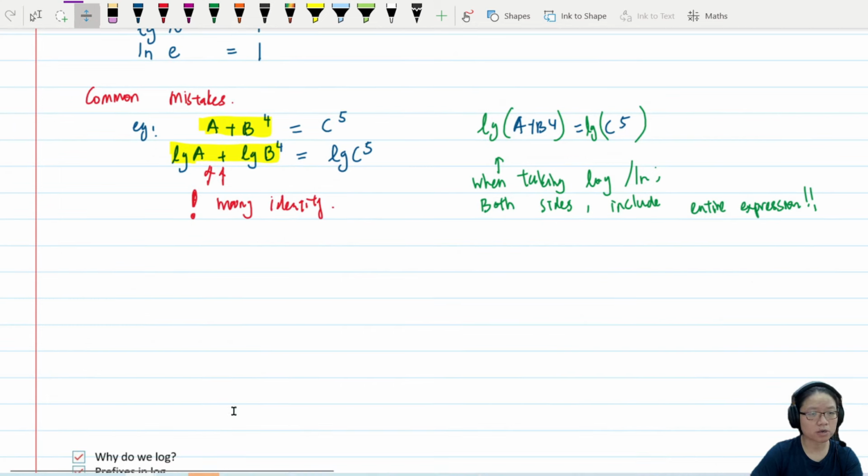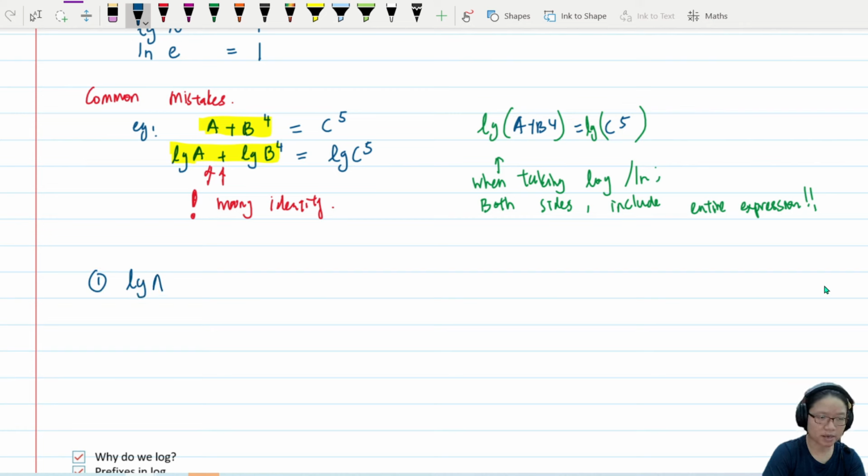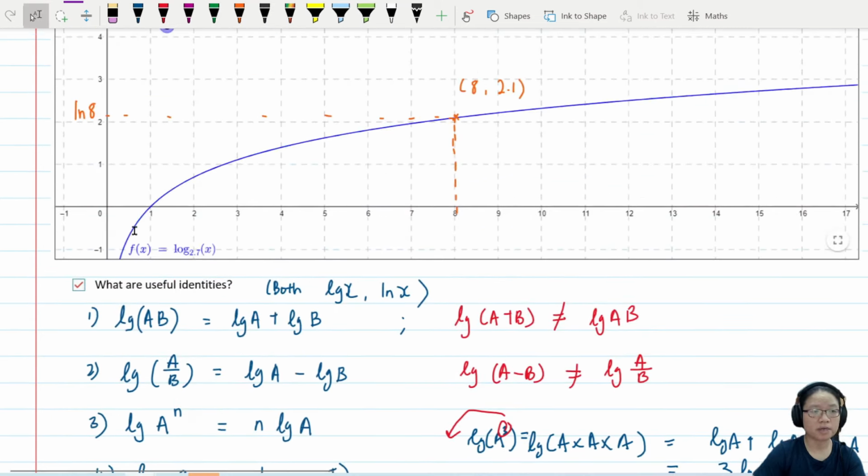Create some space, I'll write it down. Number 1: whenever you have log A or ln A, A must be greater than 0. You see here, this is an asymptote, so there are no values of x. The domain should start from 0 to infinity, not including 0.